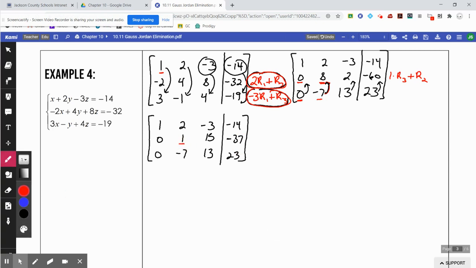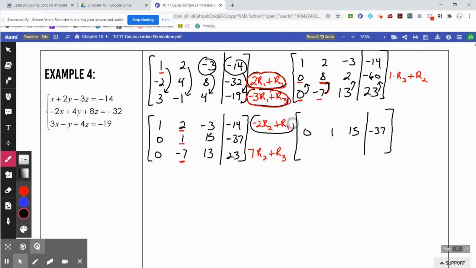Well, let's now use that 1 to make this a 0 by doing negative 2 times row 2 and add it to row 1. Now let's make this a 0 by doing 7 times row 2 and adding it to row 3. So my second row does not change. And let's use this rule first. Negative 2 times row 2 added to row 1 gives me a 1. Negative 2 and 2 is a 0. Negative 30 and negative 3 is a negative 33. And this will be 74 and a negative 14 gives me a 60.